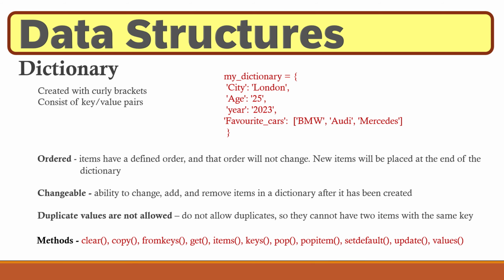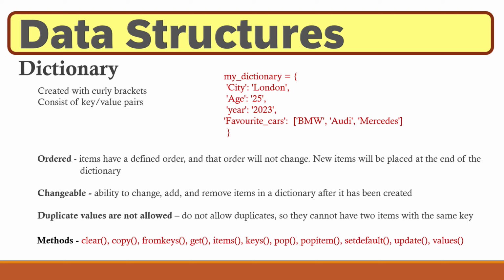And moving on to the methods. So what methods are supported by a dictionary? And these are the ones listed in red. So clear will remove all the items from the dictionary. Copy will return a copy of the dictionary. Fromkeys returns the specified keys and values.